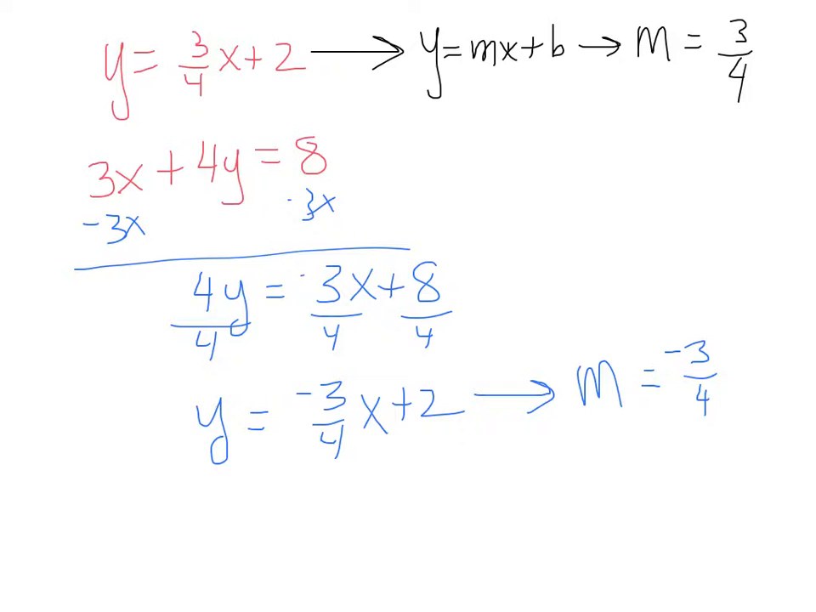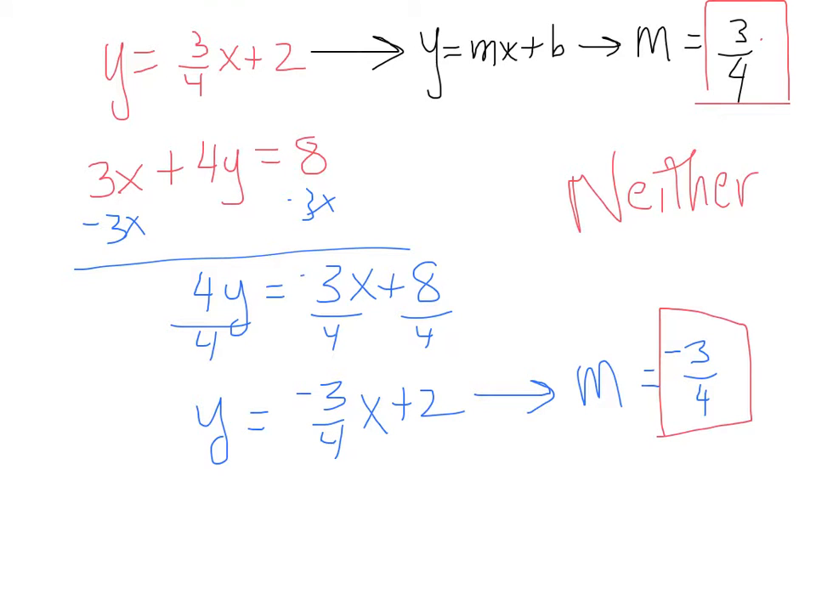So, are these lines parallel? No, they are not parallel, because that slope and that slope are not exactly the same. Are they perpendicular? No, they're not perpendicular either. Well, the first one is positive and the second one is negative. We did not get the reciprocal. So this would be an example of neither.